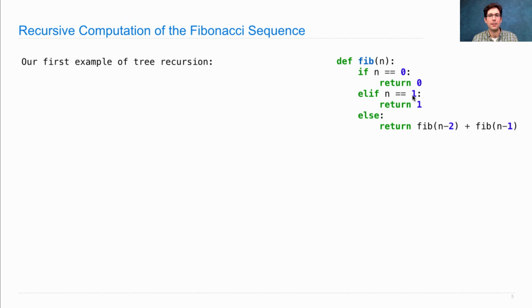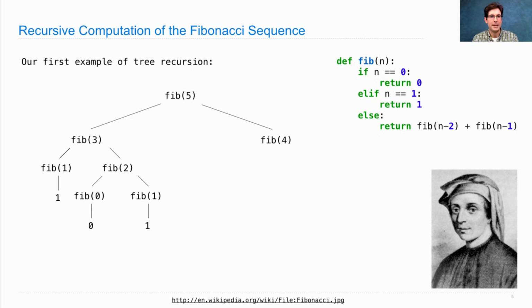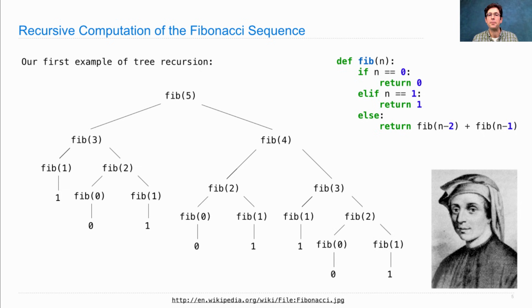Element 0 is 0, element 1 is 1, everything else is the sum of the previous two. Thanks Fibonacci for making this sequence so popular. If I want to compute Fib5, that involves summing up the results of Fib3 and Fib4. And Fib3 means summing up Fib1 and Fib2. Here I've marked the base cases with their return values. So to compute Fib3, I have to do all that work. To compute Fib4, I have to do all of that work.